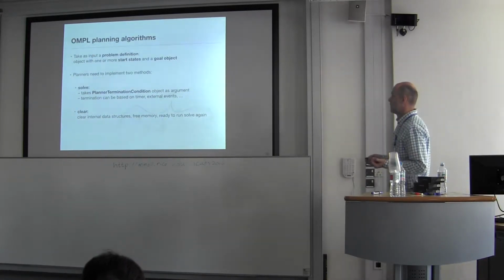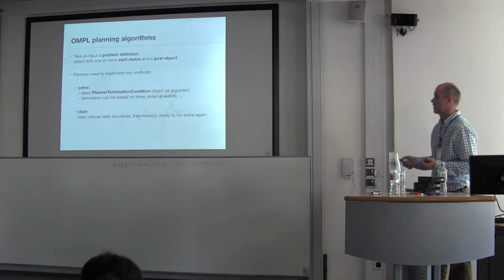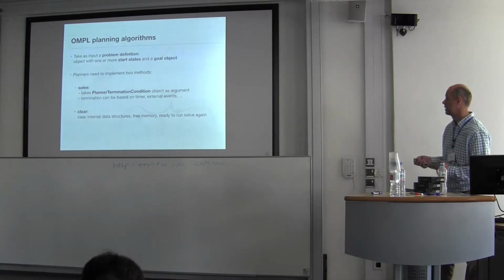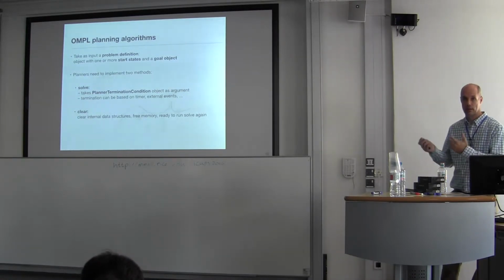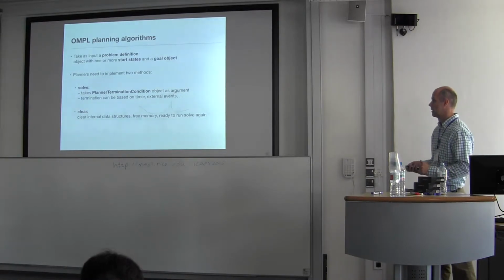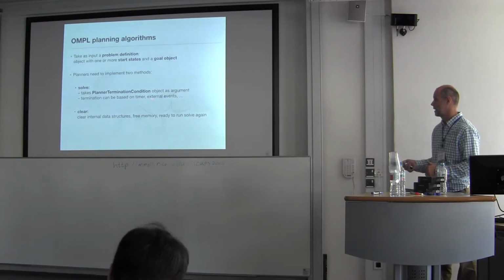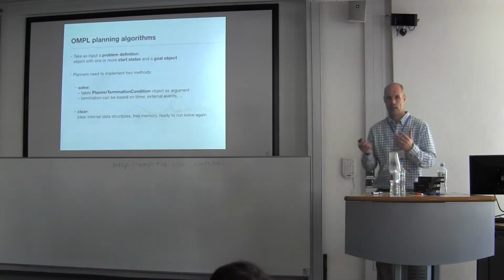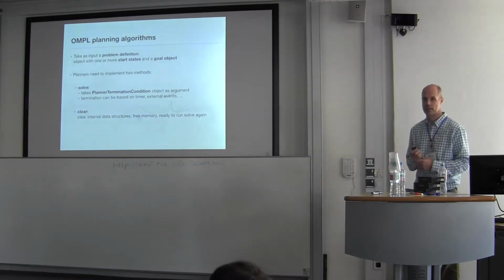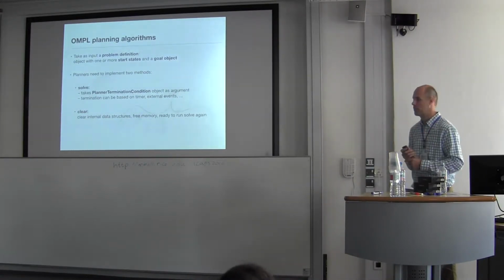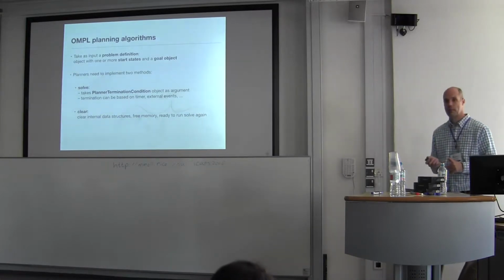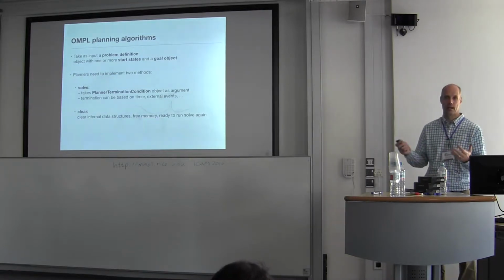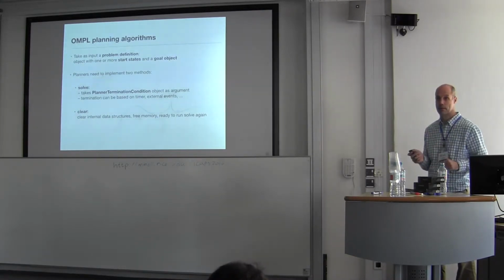So the problem definition of OMPL is basically you start with one or more start states, so you can have more than one start state if you desire, and some goal object. It can be a goal state, it can be something more abstract. And then your planner needs to take some plan termination condition as an argument. It can be just a time value, right? Just terminate after at most 20 seconds. Return whatever you have at that point. Or it can be some external event, because there's some other process that's guiding the high-level behavior.